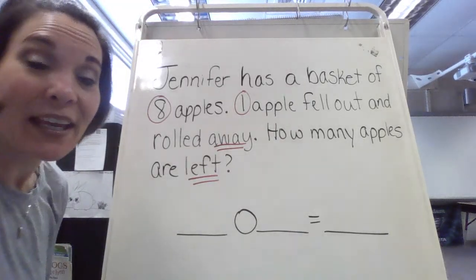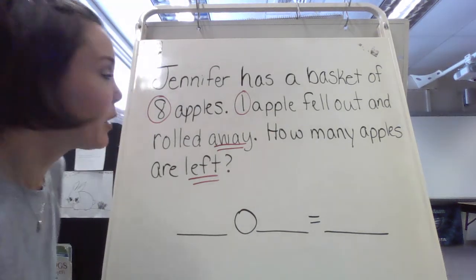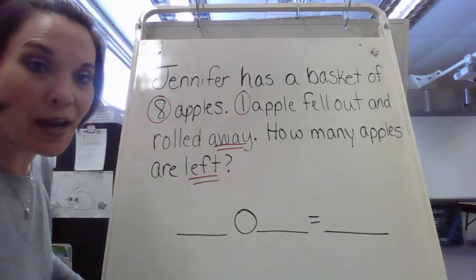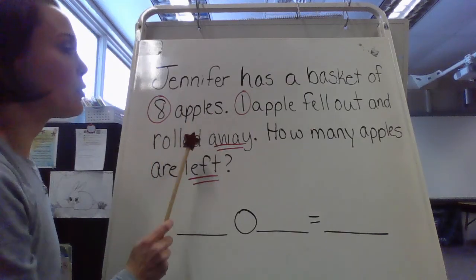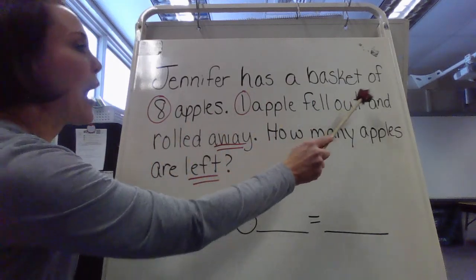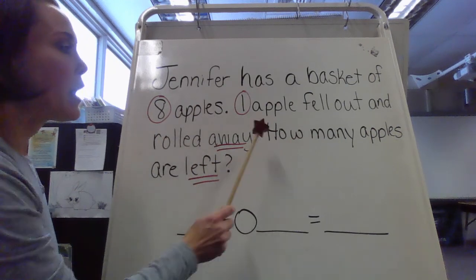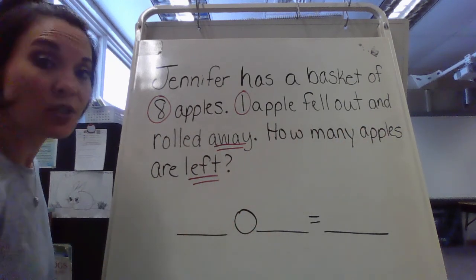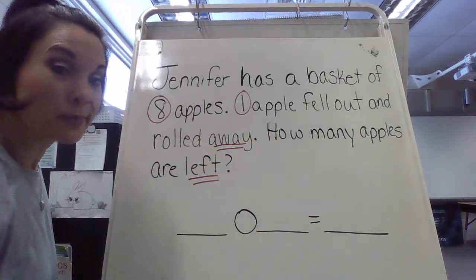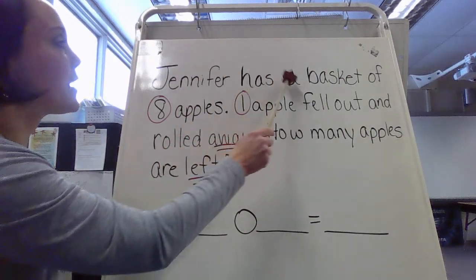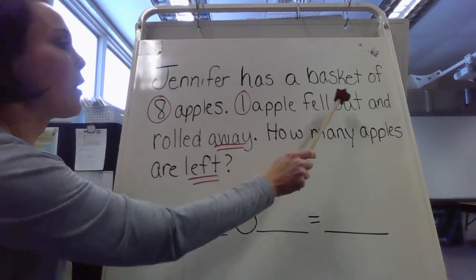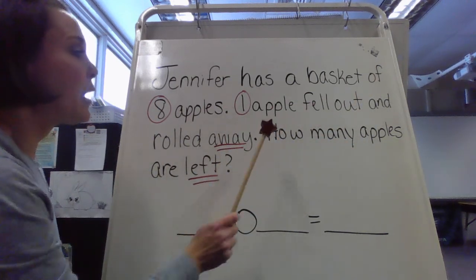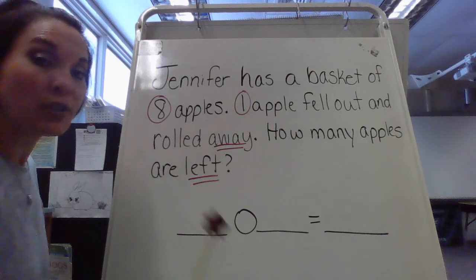And we are back. Here is our final story problem here. Let's read it 2 times. Jennifer has a basket of 8 apples. 1 apple fell out and rolled away. How many apples are left? One more time. Jennifer has a basket of 8 apples. One apple fell out and rolled away. How many apples are left?